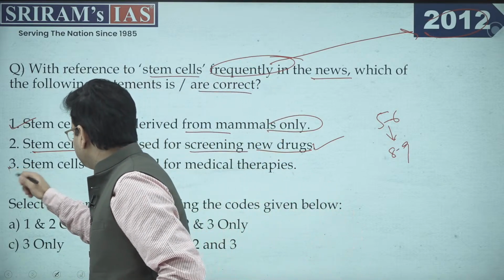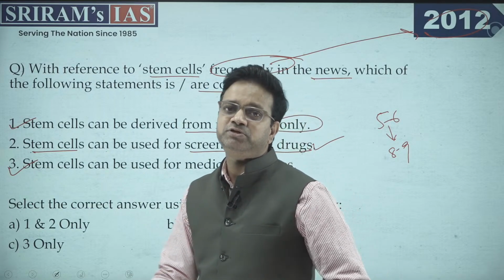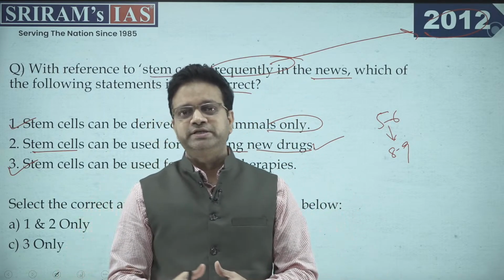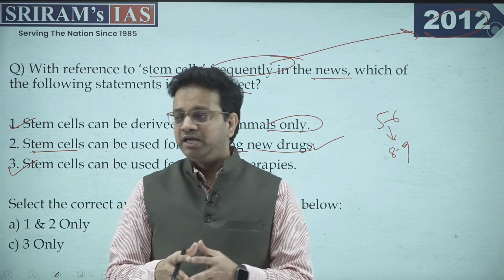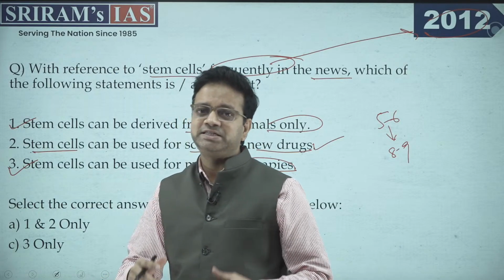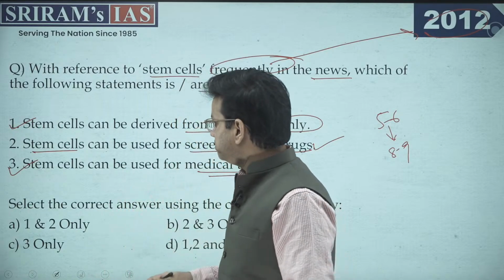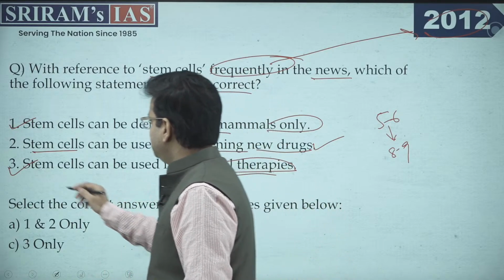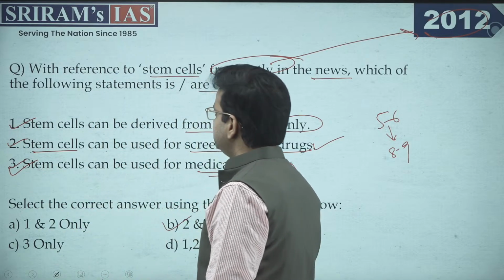The third is that stem cells can be used for medicinal therapies. Now what happens, like if you see abroad, the US and countries like Germany, they have been using the stem cell as a potential part in various other therapies as well. There have been various instances and evidences where this therapy of stem cell has been used. So for this particular question, the correct statements are 2 and 3, and we have option B, which is correct.